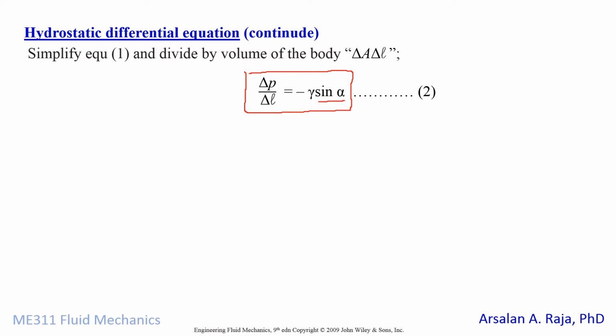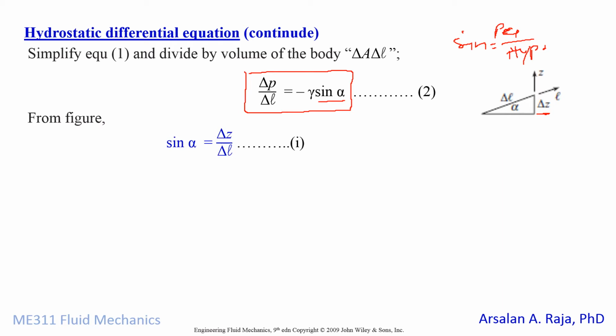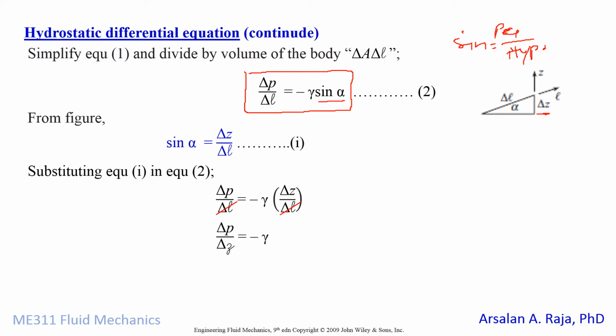Now sine alpha can be expressed by a trigonometric relationship, that sine alpha is perpendicular over hypotenuse, right? So let's apply this formula here, and if you see here is delta Z, the height of the element, and delta L is the length of that element. So delta Z by delta L will be replaced by sine alpha, which you can see here, and insert this in equation 2, and we get a relationship like this. And then delta L will be cancelled by delta L, and we will be coming up with this equation, delta P over delta Z.